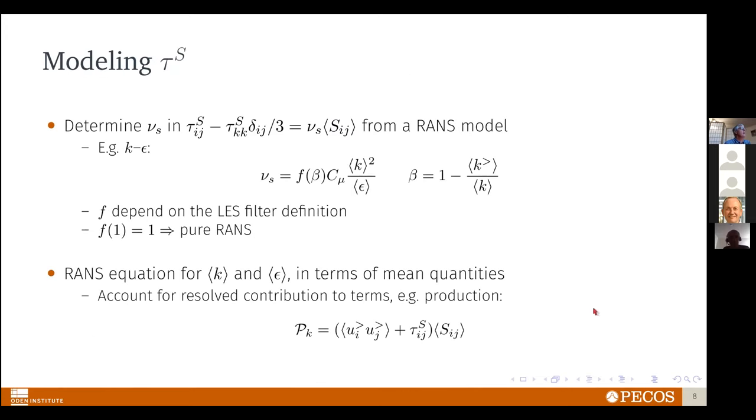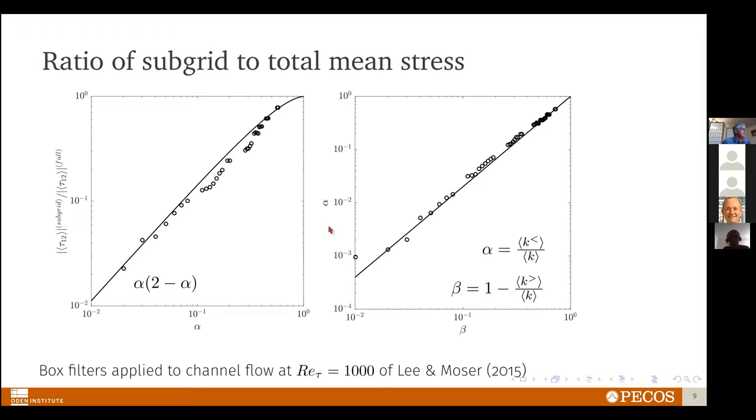The thing that you might ask about is this f of beta. Is that a justified approach? And in fact, it is. This is taken from some DNS channel flow data, where indeed the ratio of the subgrid to the total stress is a function of this alpha, which is the subgrid energy divided by the full energy, and then this alpha is essentially a function of beta. So this all works out.